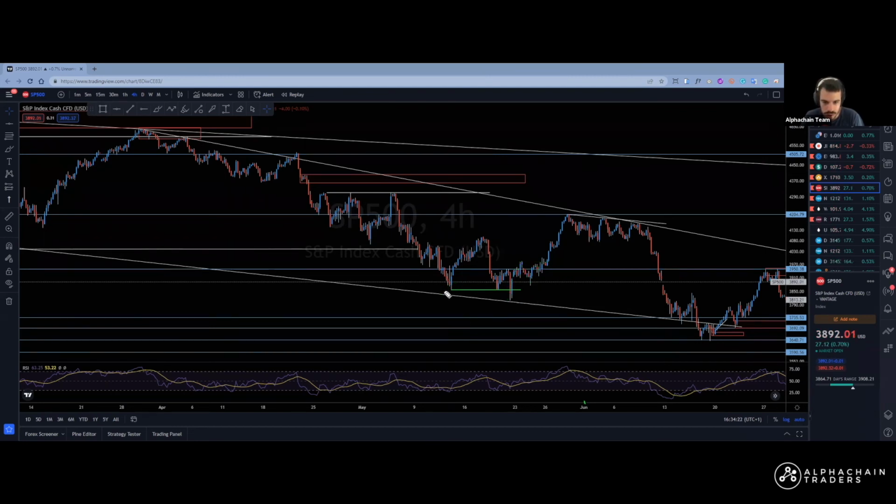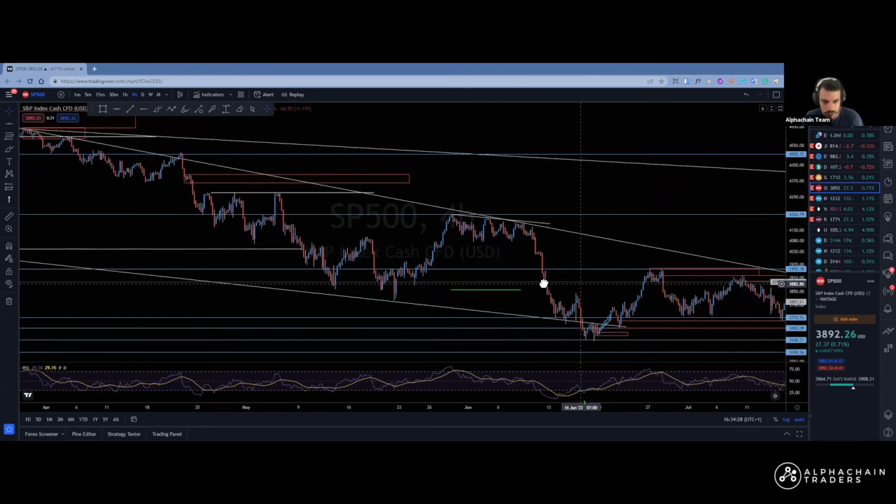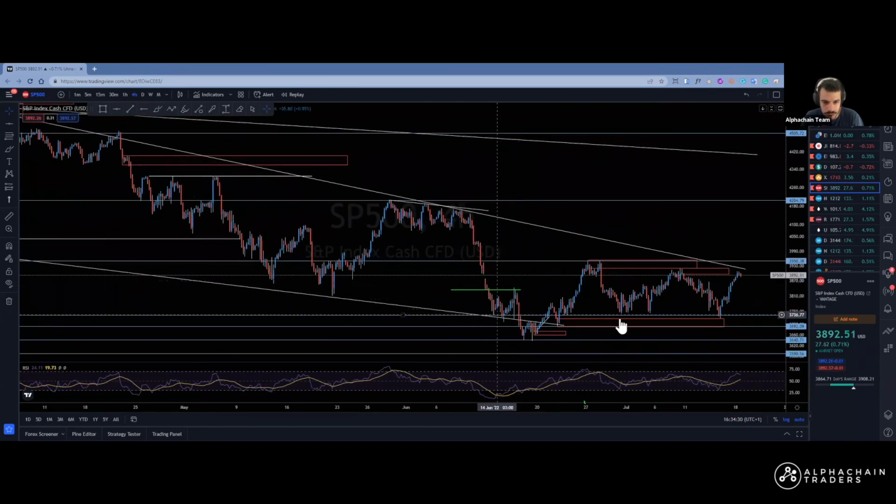And it usually takes a little bit of time. It's not just going to reverse immediately. It's going to take a little bit of time to reverse. Yeah, that's usually what we see.